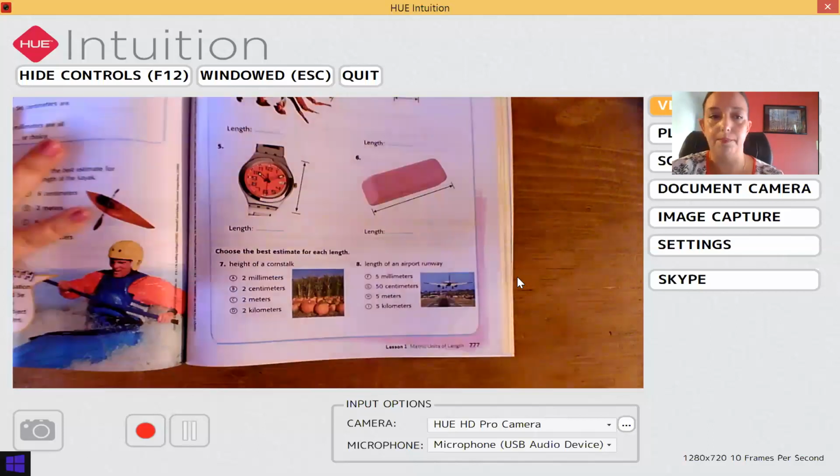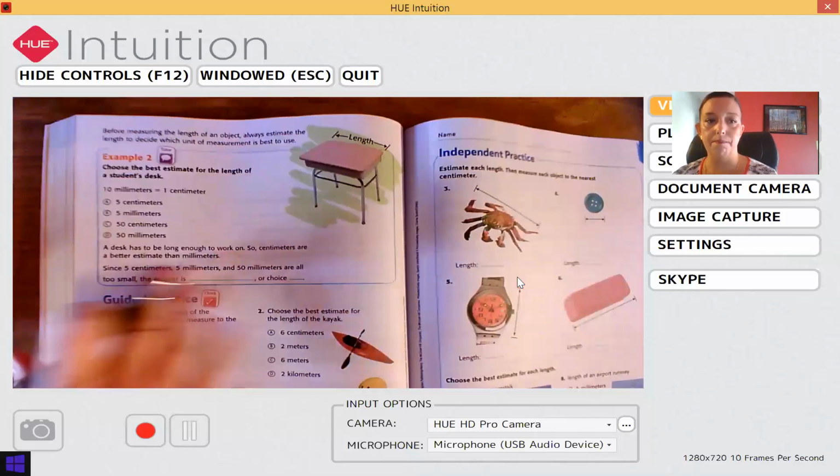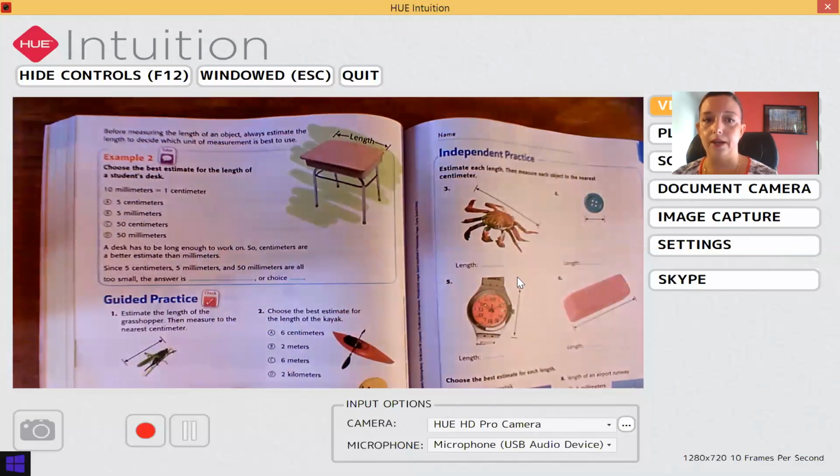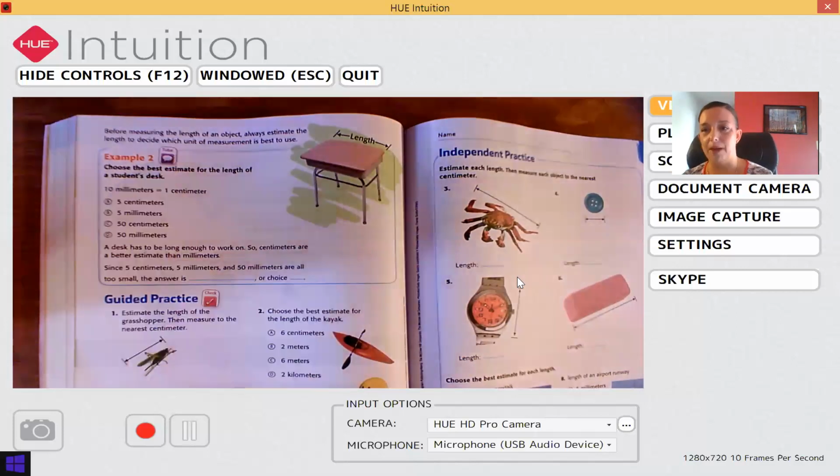Let's take a look at example 2. It says, before measuring the length of an object, always estimate the length to decide which unit of measurement is best to use. So you always want to think about it before you measure. You want to think about what units would be the best units. So we want to choose the best estimate for the length of a student's desk.